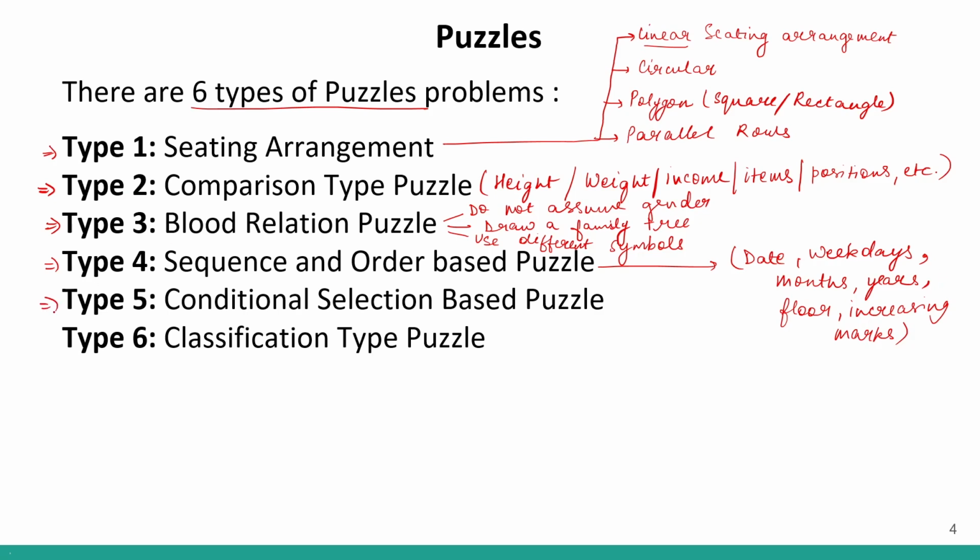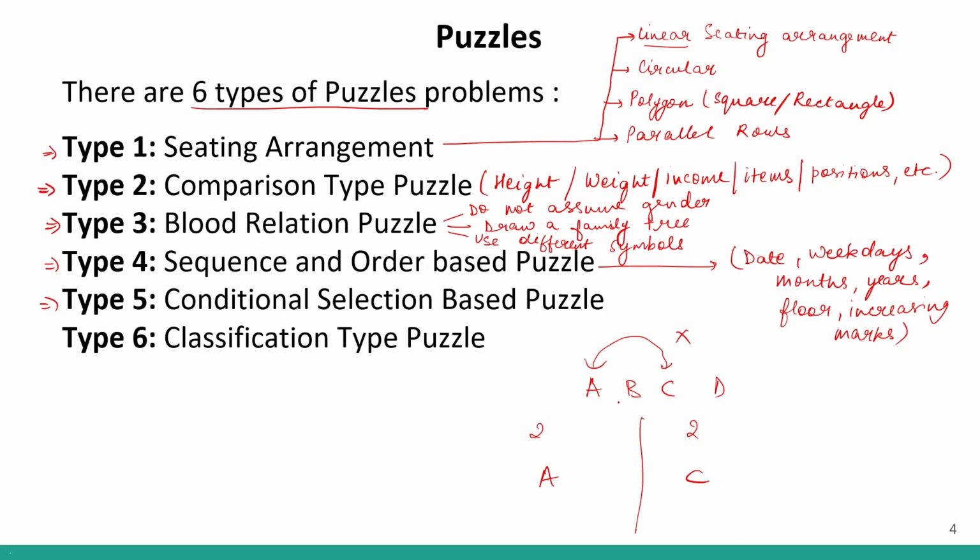Then we have conditional selection based puzzles. Conditional selection based basically means, let's say we have 4 people, A, B, C, D, and we have to make 2 teams of 2 each. We have to put 2 people in one team and 2 people in the other team. Now it is given to us that A and C are not together. This is the condition. So if A and C are not together, A will be over here, C will be over here. Correct? Now we can have either B or D with A, or we can have B or D with C.